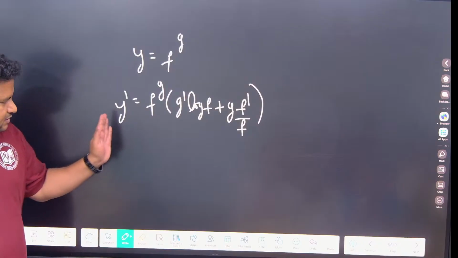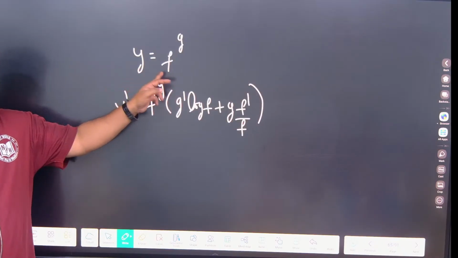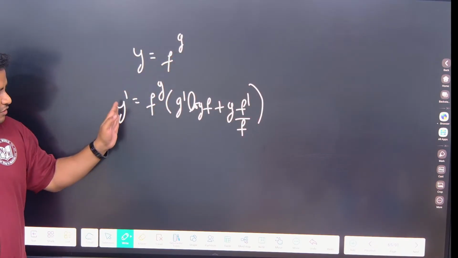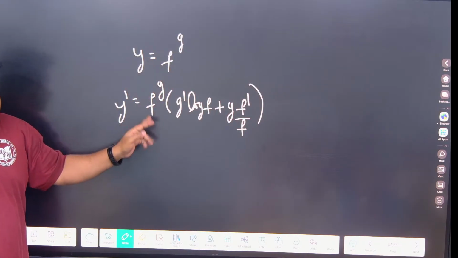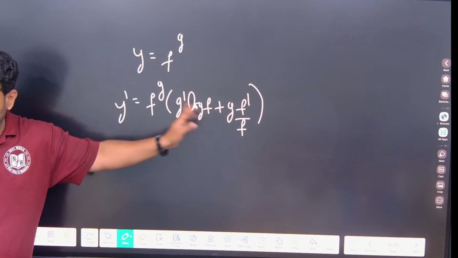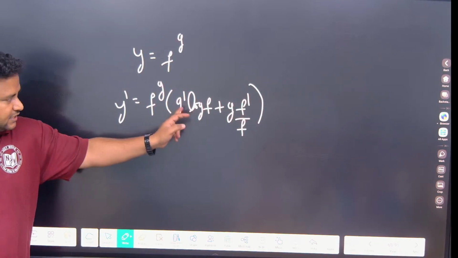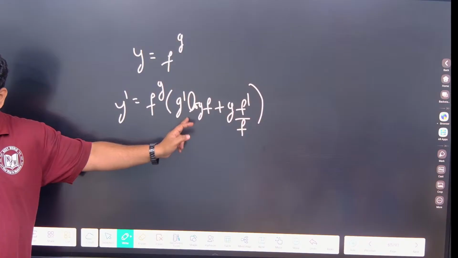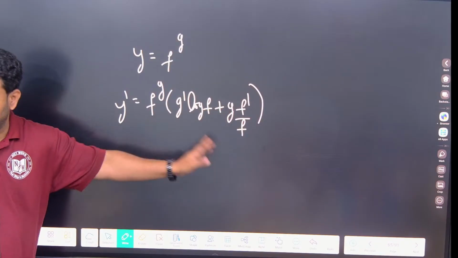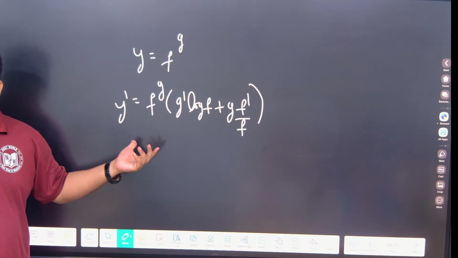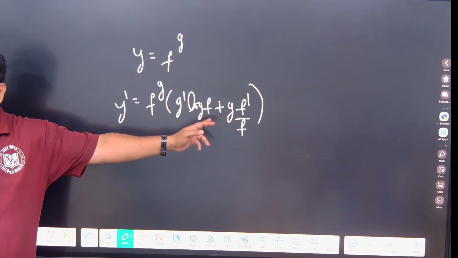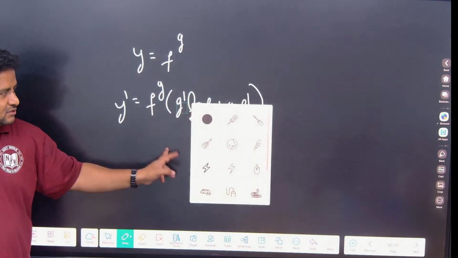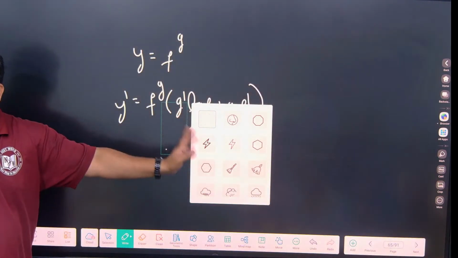See here what will happen, y is equal to f to the power of g. First what you will do, y dash means f to the power of g, you will write it as it is. Then g dash, plus g you write. Then here you write in terms of f: log f, and here f dash by f, that's all. This will save a lot of time for you. So g dash plus g you will write as it is, then log f plus f dash by f, that's all.